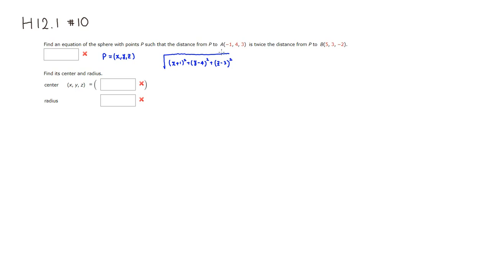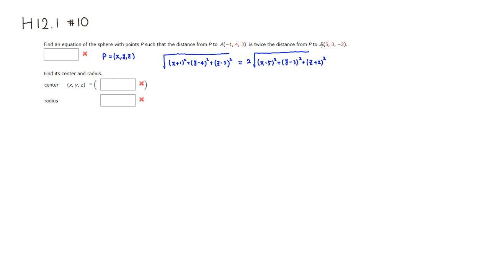Then this is going to be twice as long as, so this is going to be equal to 2 times the distance between P and B. So we're going to have a square root of x minus 5 squared plus y minus 3 squared plus z minus -2, so plus 2 squared.